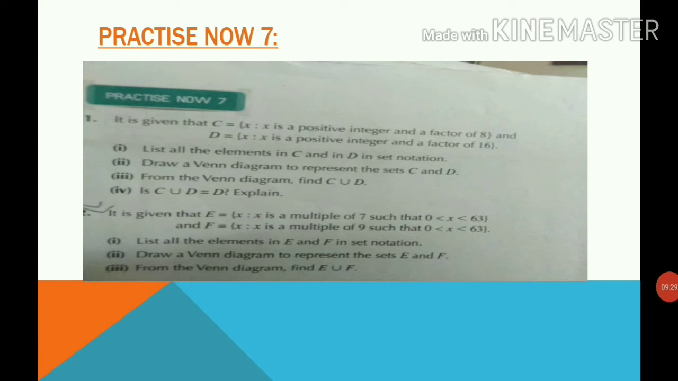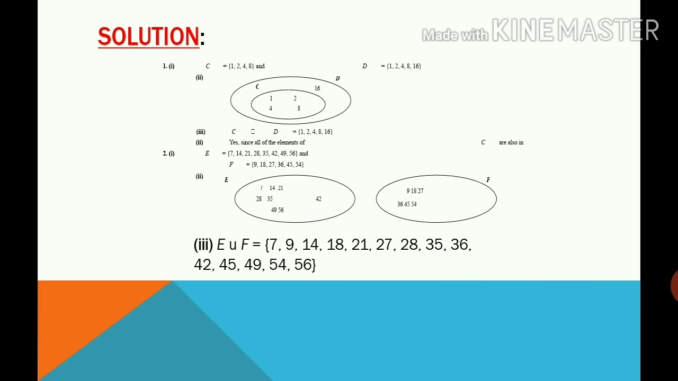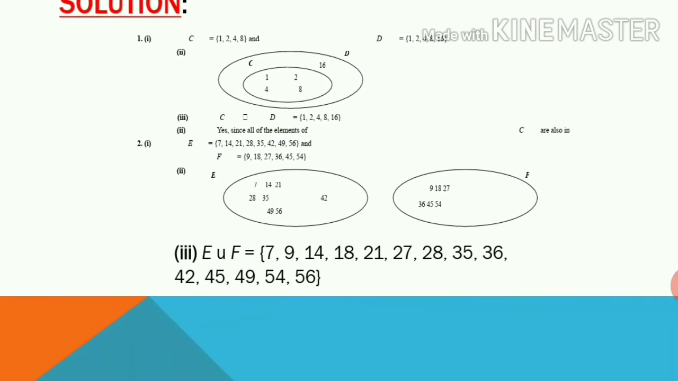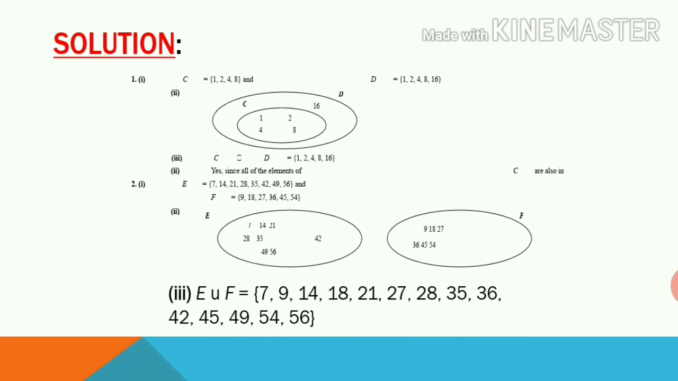Part 2 is, draw a Venn diagram to present the sets C and D. Here when you will draw the Venn diagram, you can see that the elements of C are also there in D. It means that C is the proper subset of D, because here you can see that in C, 1, 2, 4 and 8 these elements are also there in set D, because in D the elements are 1, 2, 4, 8 and 16. So it means that the elements of C are there in D. So C is the proper subset of D.